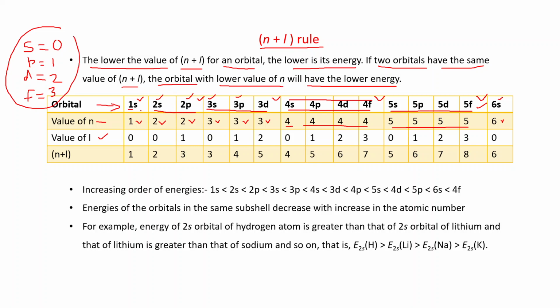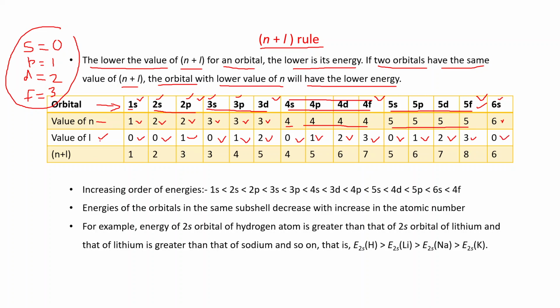We can say this is 1s, value of L is 0; 2s, value of L is 0. For 2p, this is 1; 3s 0, 3p 1, 3d 2. This is again 4s 0, 4p 1, 4d 2, 4f 3, 5s 0, 5p 1, 5d 2, 5f 3, 6s 0. This is the value of n.